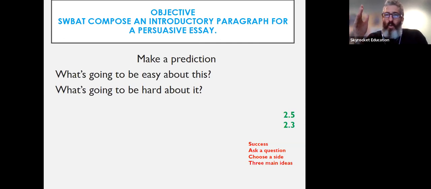What's going to be easy? What's going to be hard? They would jot this in their notebook. And what I would do is call in a couple of volunteers here to share out. What I would also do here, 2.3, is I would say, hey, folks, we're going to call on Michael. I want everybody to track Michael. Give a thumbs up if you agree. Give a fist if you have something different to offer, right?